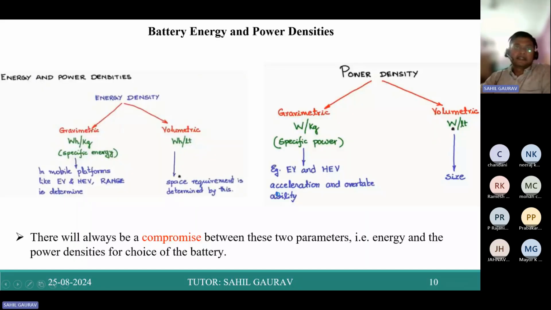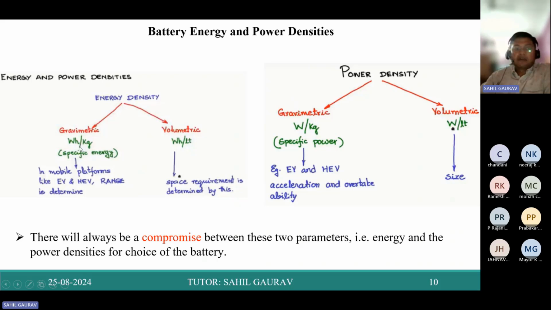Now coming to the next parameter. How we can write the energy and power densities of a battery? There are two ways to represent the energy density and power density of a battery. First one is the gravimetric energy density, and second is volumetric energy density. Gravimetric energy density, its unit will be watt hour per kg, and this volumetric energy density, the unit will be watt hour per liter. So for certain applications, this gravimetric energy density is more useful, while in some applications this volumetric energy density is more useful.